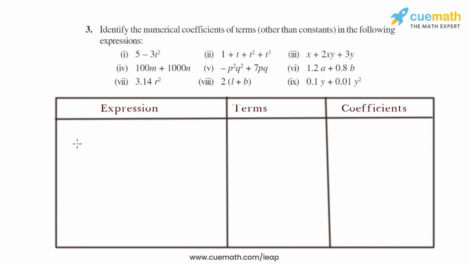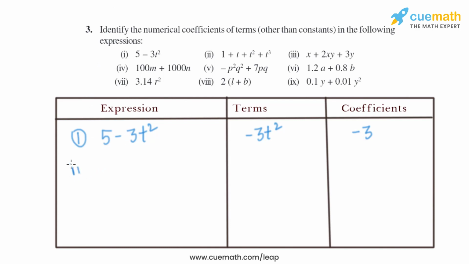So the first expression that is given is 5 minus 3t square. As 5 is a constant term, we won't consider that. So the other term is minus 3t square. t is a variable over there, so its coefficient will be minus 3, as minus 3 is a constant term by which t square is multiplied. Now let's move on to the second part.